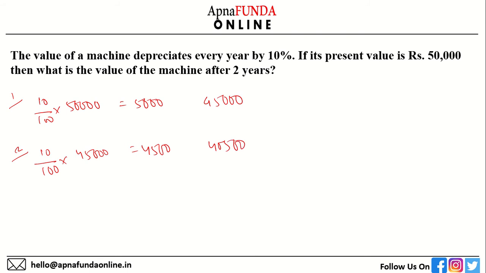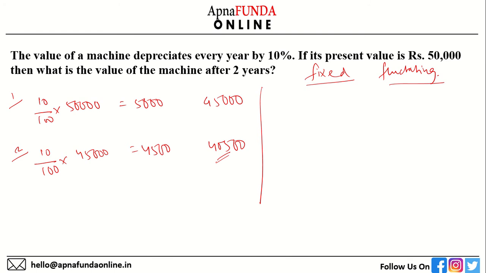However, in this question, it is not mentioned whether the depreciation is fixed or fluctuating. There are two kinds of depreciation. One is fixed and one is fluctuating. In case of fixed, the depreciation is on the initial value of the machine. In case of fluctuating, it is on the present value of the machine. So we have done the fluctuating depreciation. This gives me 40,500.